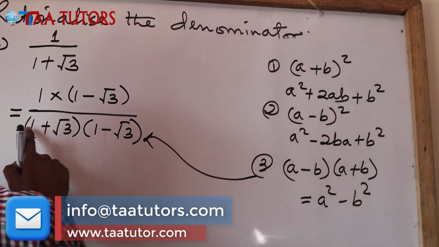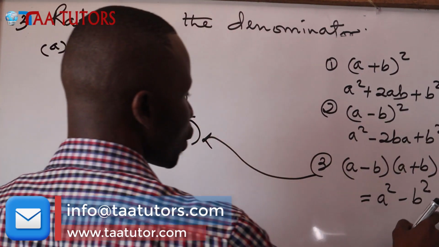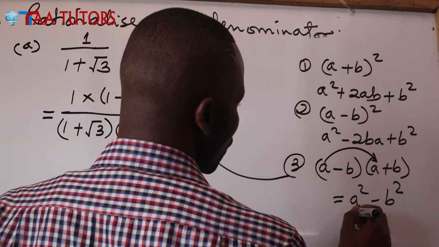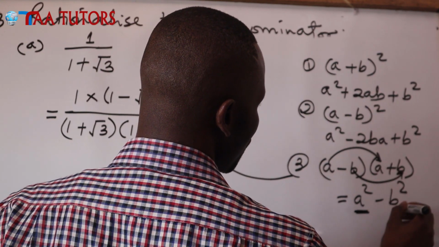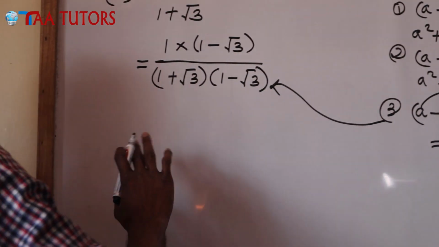You see here, a plus b, a minus b. So when you have to expand this, how did we get this one? Just multiply a times a, a squared, b times b, b squared. The sign here must be negative. So that is very direct. I'm not going to go through the long method.